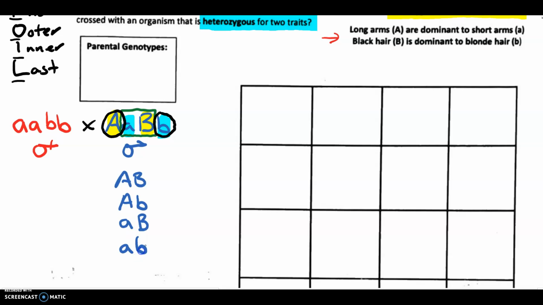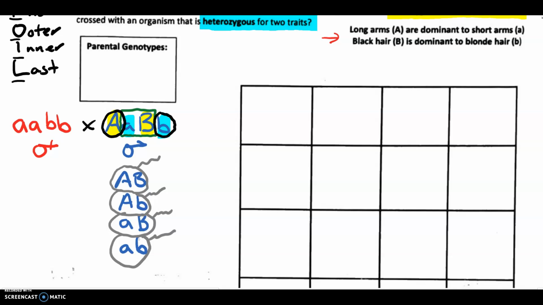Little a, little b. Since these are sperm cells, let's just put a little circle around it with a little tail to indicate that they are actually sperm. Now what have we done here? We've actually just completed all of the possible combinations that these letters can make with these letters. Okay, and there's 4 different combinations of sex cells or gametes that can be made.